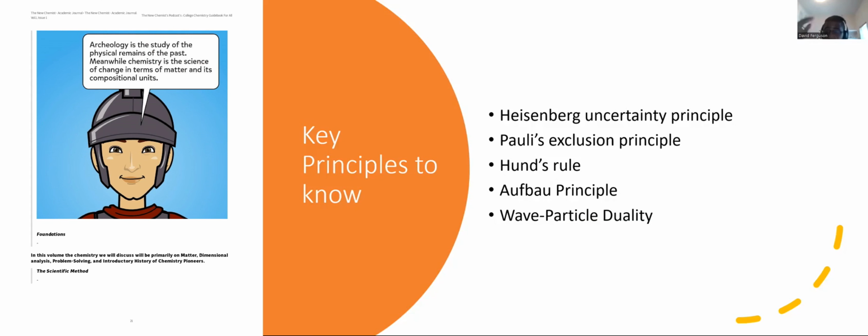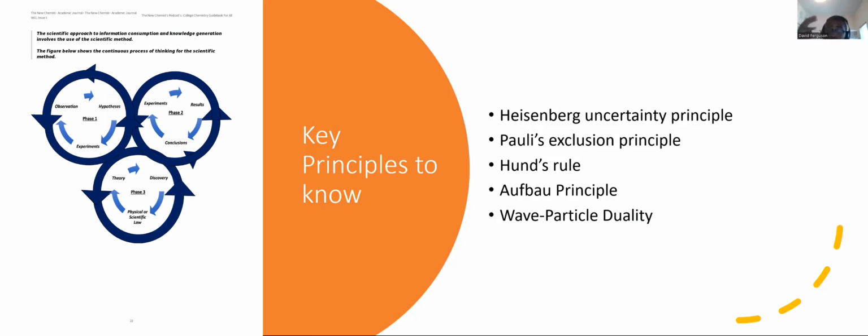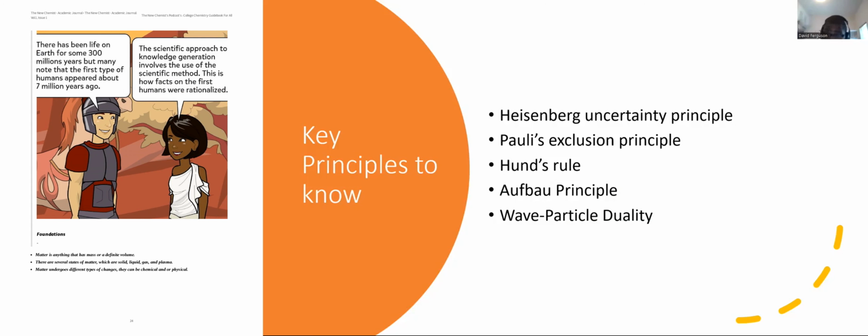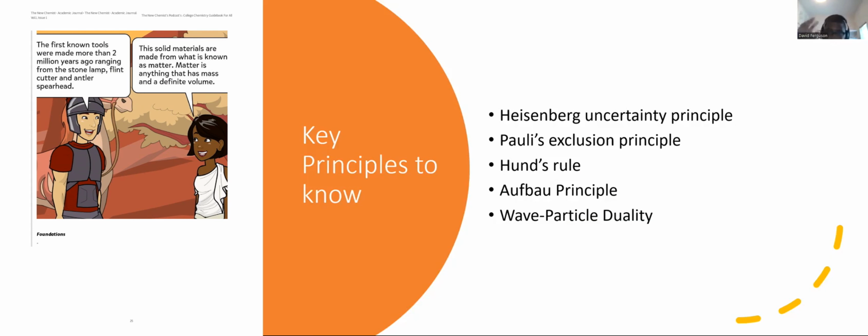Pauli's exclusion principle. We just discussed those four quantum numbers: n, L, m sub L, and m sub S. And Pauli's exclusion principle basically says no two electrons can have the same four quantum numbers, n, L, m sub L, and m sub S.